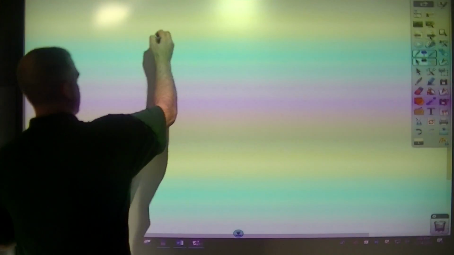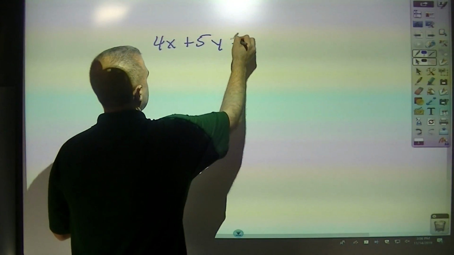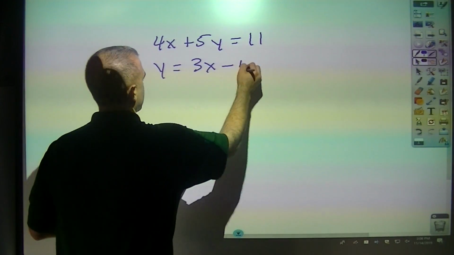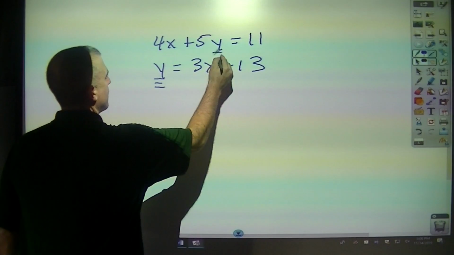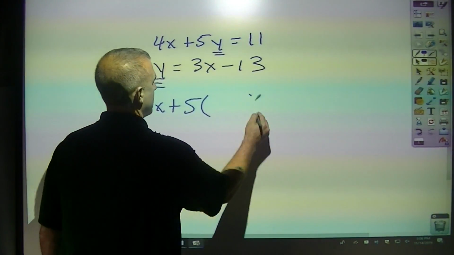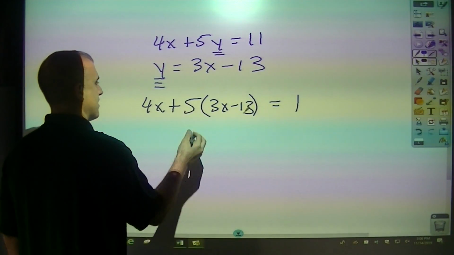All right? Let's do another one. 4x plus 5y equals 11. y equals 3x minus 13. Now in this case, I want to substitute y for y. So I've got 4x plus 5 times... I'm going to put 3x minus 13. So I basically take this and put it in for y.